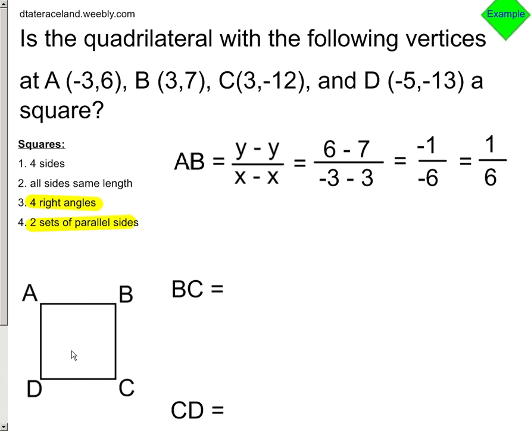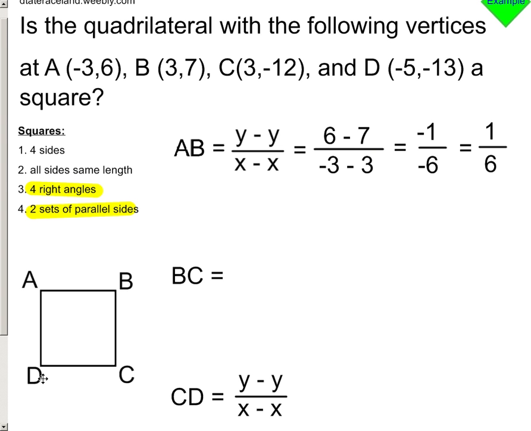Actually, you know what? We might be able to save some time. If AB has a slope of 1/6, then DC needs to have a slope of 1/6 as well. So let's just go down to DC, which would be the same as CD, and let's just go and test that one. Plug in our values.